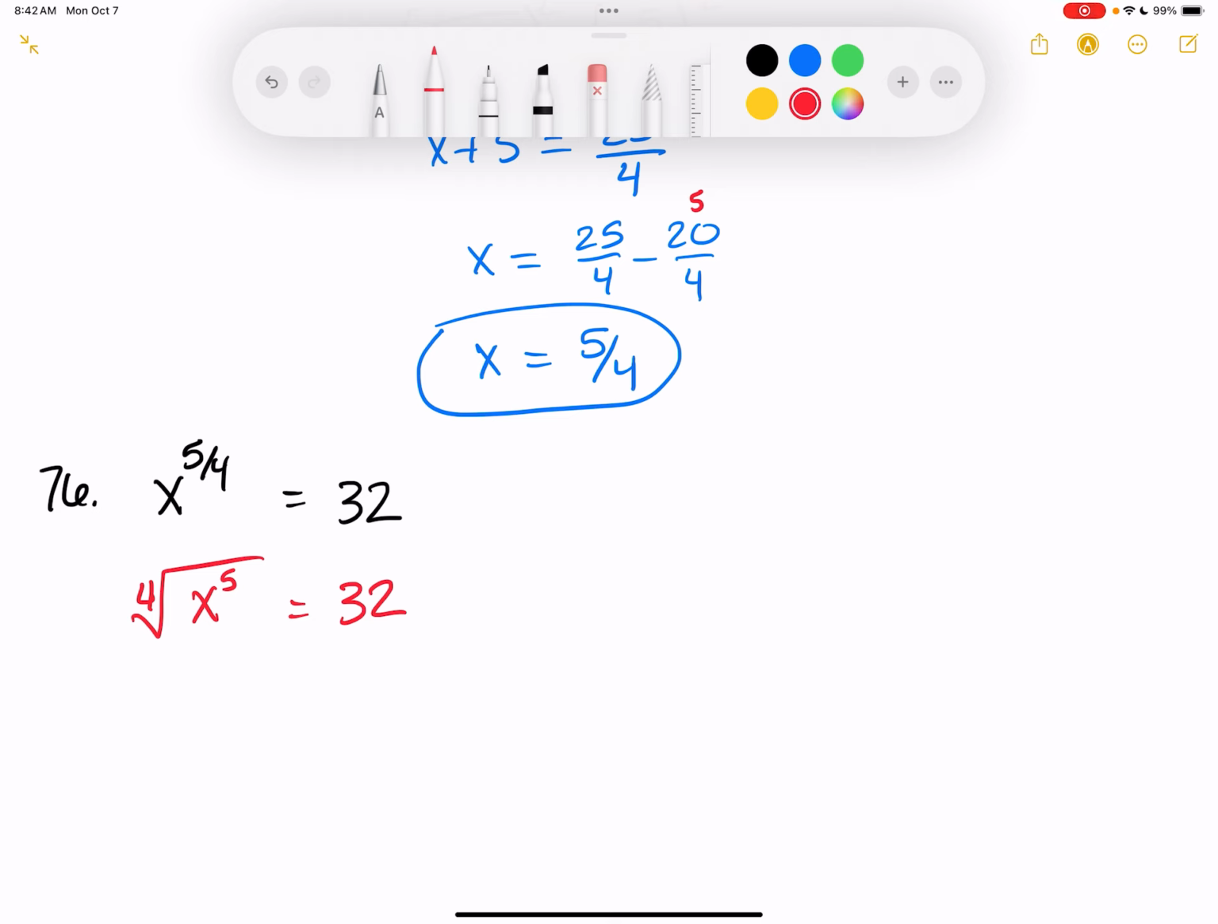So what I'll actually do is undo the power first. So I would take the 5th root first. So you would have the 4th root of x is equal to, what is the 5th root of 32? 2. So now I've got the 4th root of x. I need to undo that by raising it to the 4th power. So I would have x equals 16.